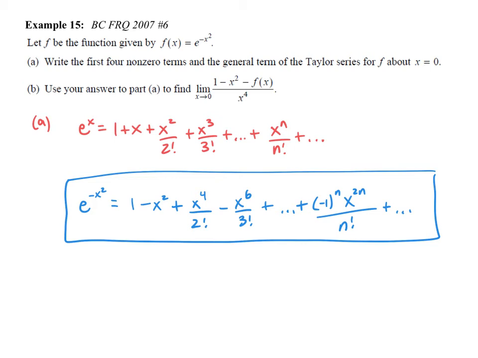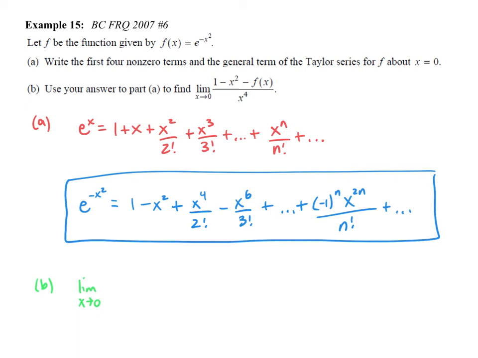All right, part B says that we are going to use part A. So they're forcing you into it. You cannot use L'Hopital's rule. So you're using part A to find the limit. And we can only assume that we're dealing with an indeterminate limit.